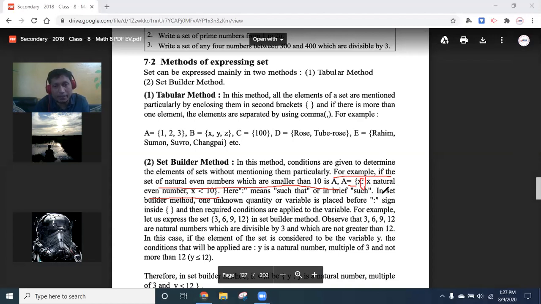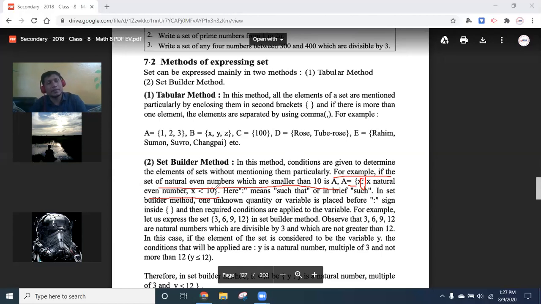The two full stop sign symbol means "such that"; in Bengali its meaning is "jen". X is the common element of the set which will be less than 10 and natural. If I say, tell me some numbers which will be natural numbers and less than 10, then what will you say? You will say, sir, 1, 2, 3, 4, 5, 6, 7, 8, and 9. You will not say 10 because X is less than 10.